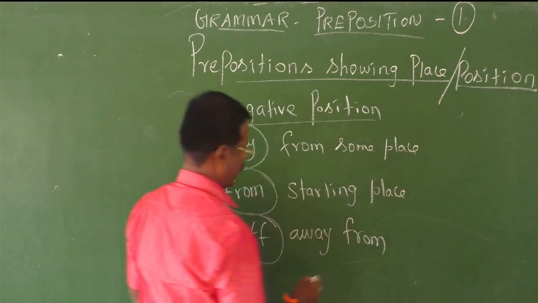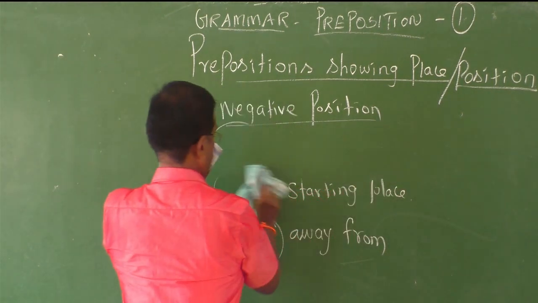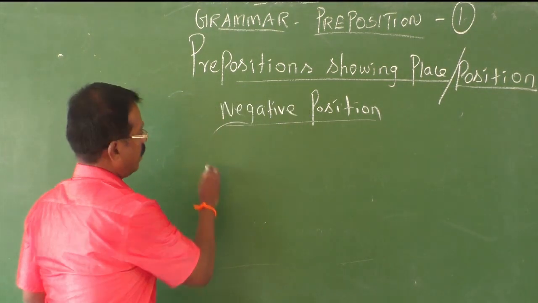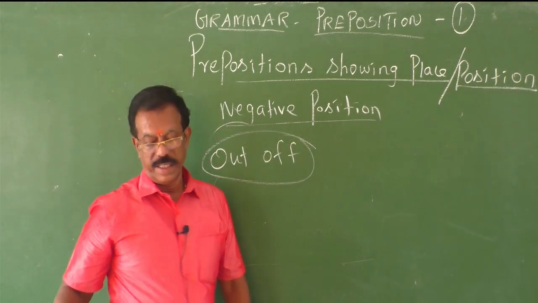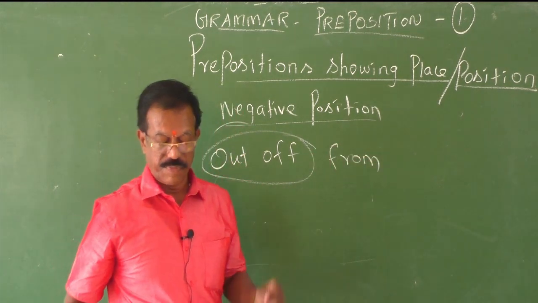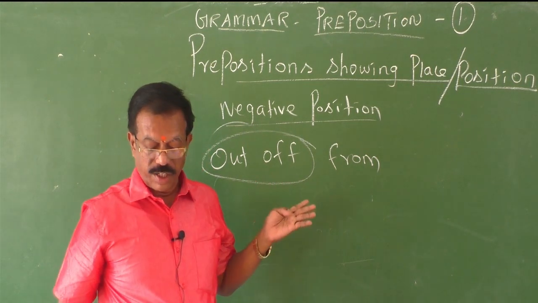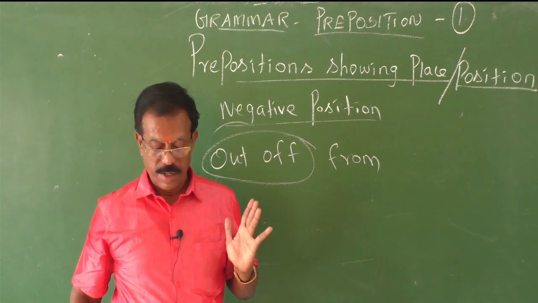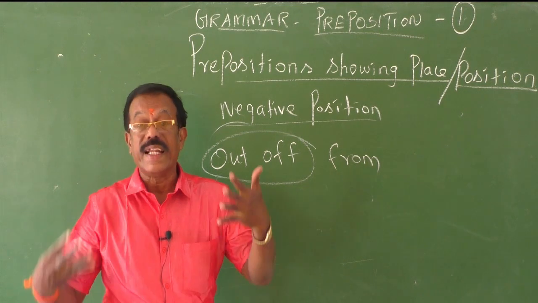Out of, another preposition, out of. It stands for from, out of. So these prepositions, away, from, off, and out of, show the negative position. Then there are some prepositions which show the relative positions.